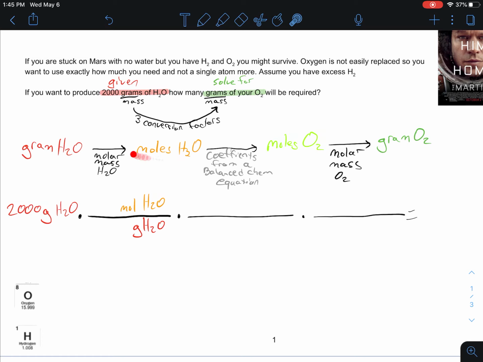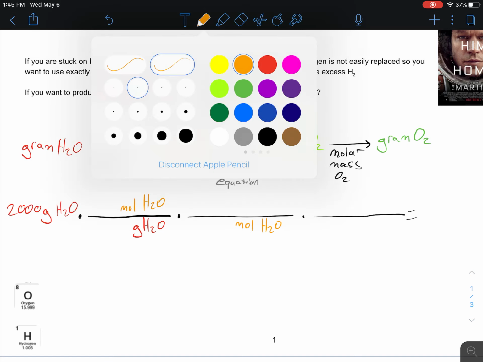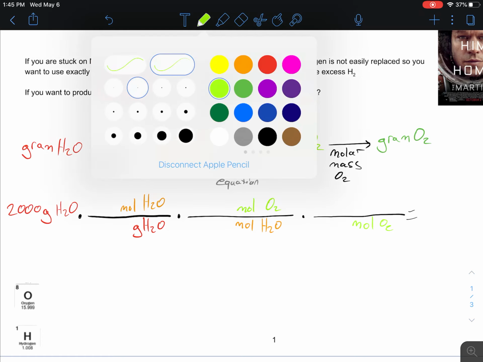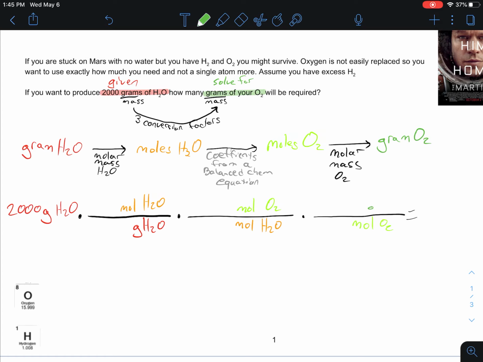From moles H2O to moles O2. So on the bottom, moles H2O. And on the top, moles O2. From moles O2 to grams O2. Therefore, on the bottom, moles O2, and on the top, grams O2.